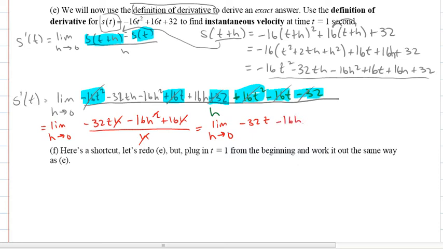This h still survives since it was squared, and now we have this limit. Now I can apply the limit for every h and not get a 0 over 0. So 32t plus 16 is my s prime of t. It's my derivative of the position, which will yield velocity.